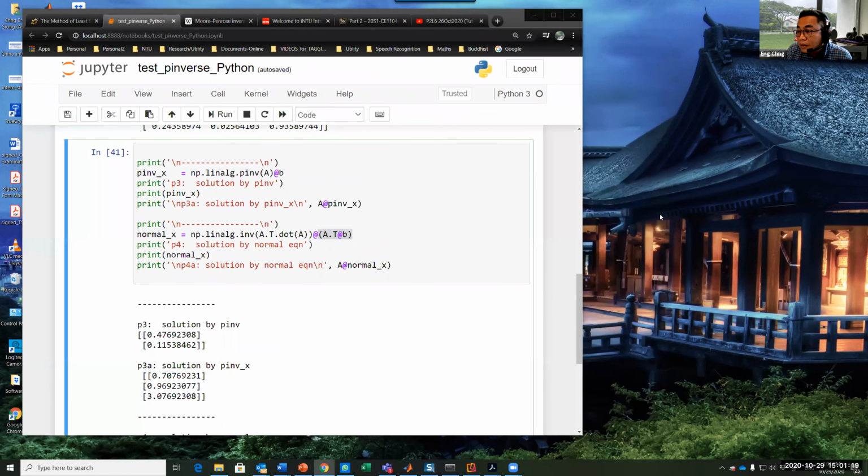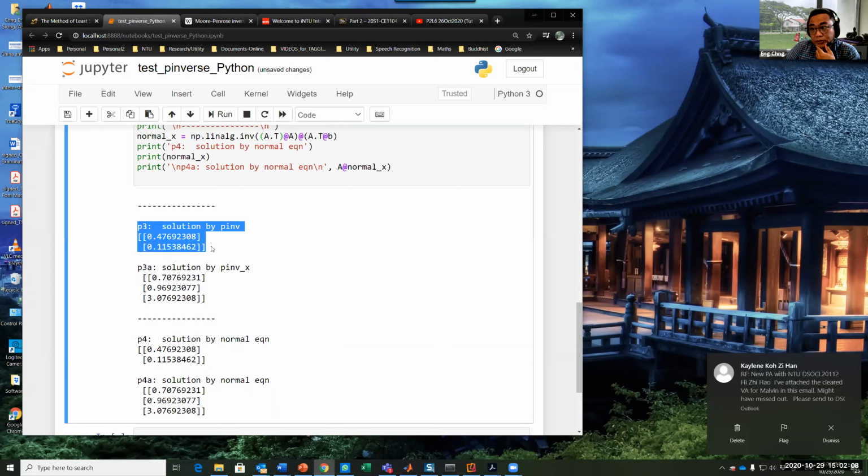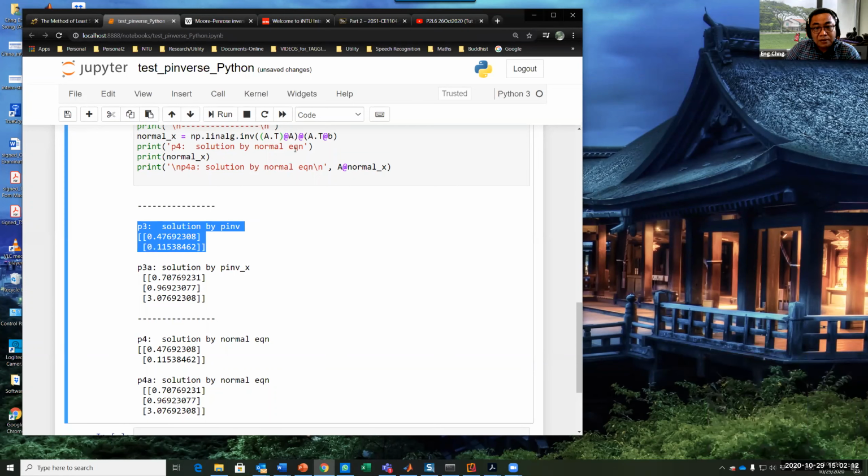Please don't do A times B, okay? A times B wouldn't work. It's a Python eccentric syntax. A times B, that star thing doesn't work. I mean, if I were to do it, I would have preferred it this way: A transpose multiplied by A. And then let me see my solution. So P3 is by pseudo inverse. This is the solution. And P4 is by this guy. Can you see it's the same?